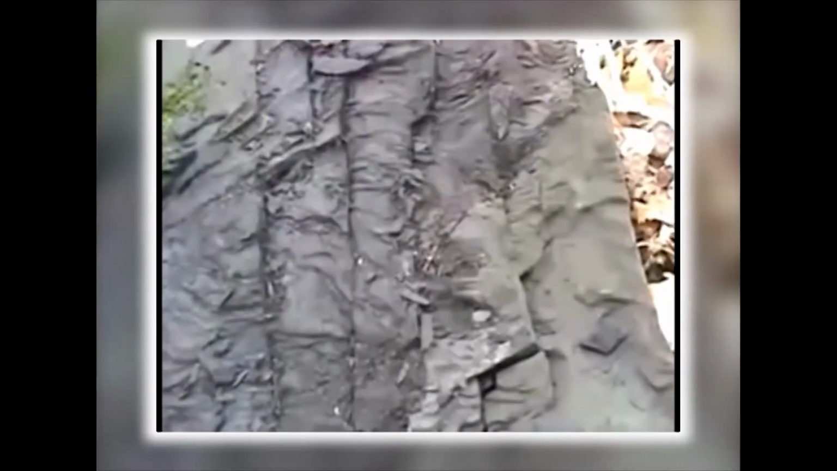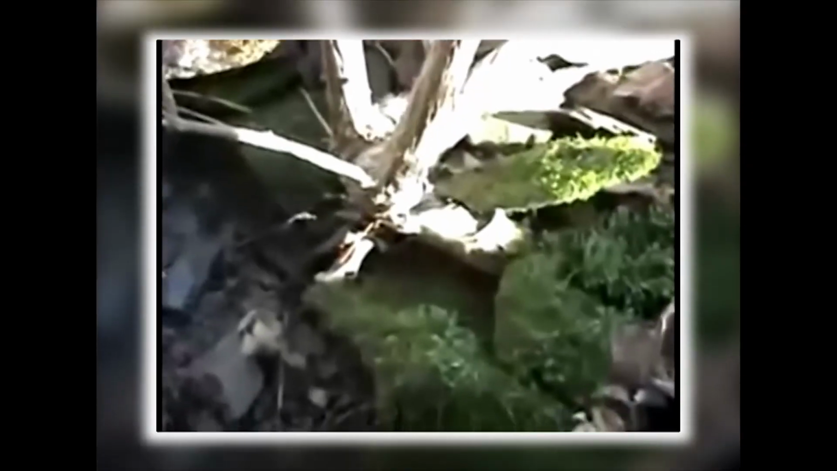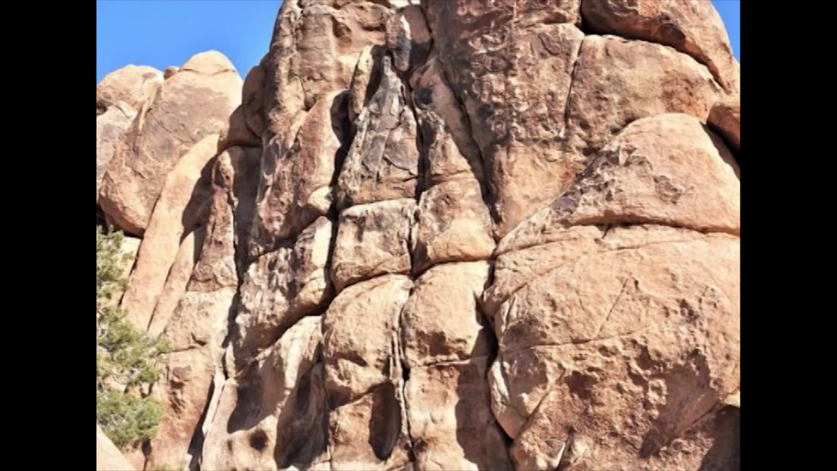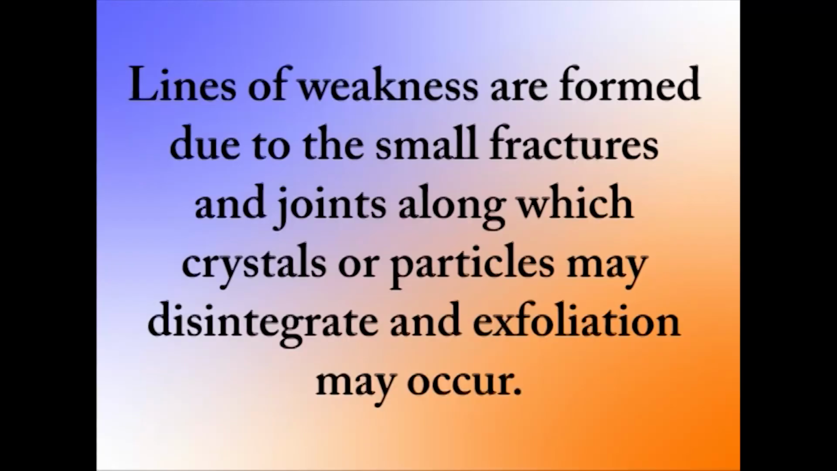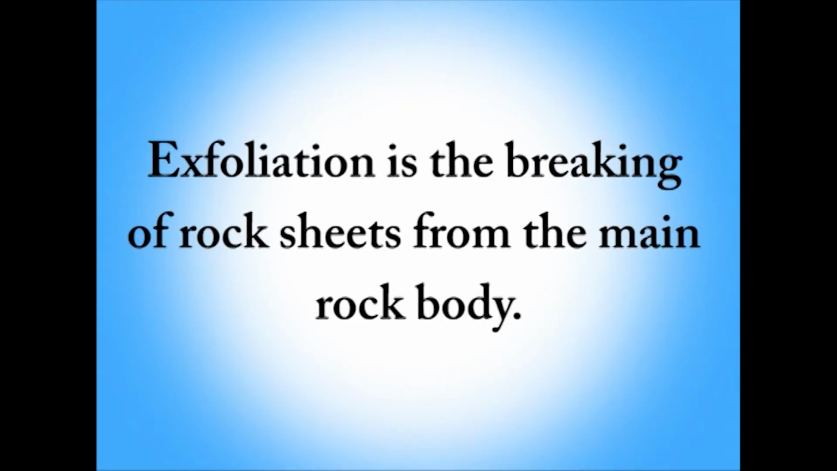Unloading. The pressure on the rock is reduced when the surface material of the rock is eroded. This reduction of pressure allows the mineral grains to move further apart and creates voids. This results in rock expansion and dilation. The dilation results in large or small cracks, fractures and joints that run parallel to the surface. These dilation joints result in rock falls and other kinds of mass movement. Lines of weakness are formed due to the small fractures and joints along which crystals or particles may disintegrate and exfoliation may occur. Exfoliation is the breaking of rock sheets from the main rock body.